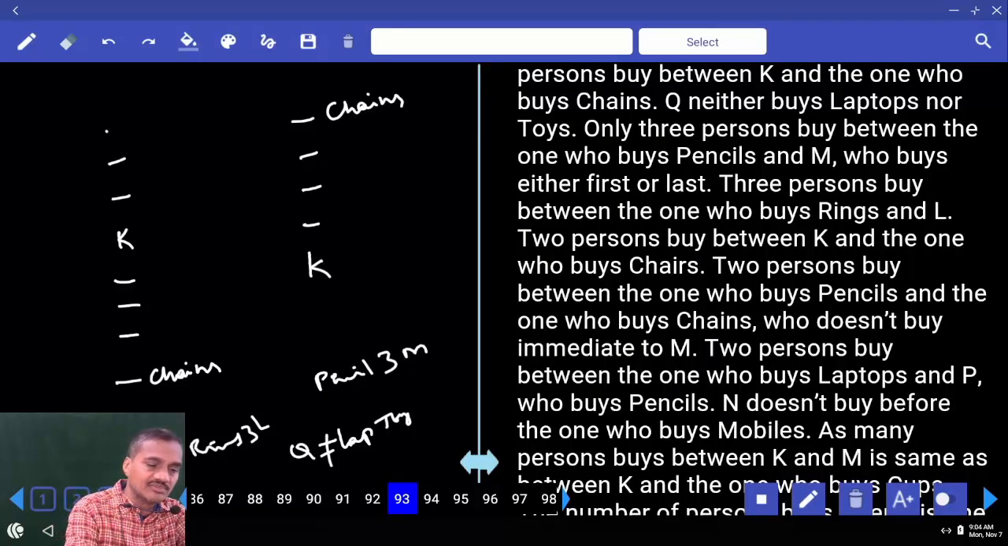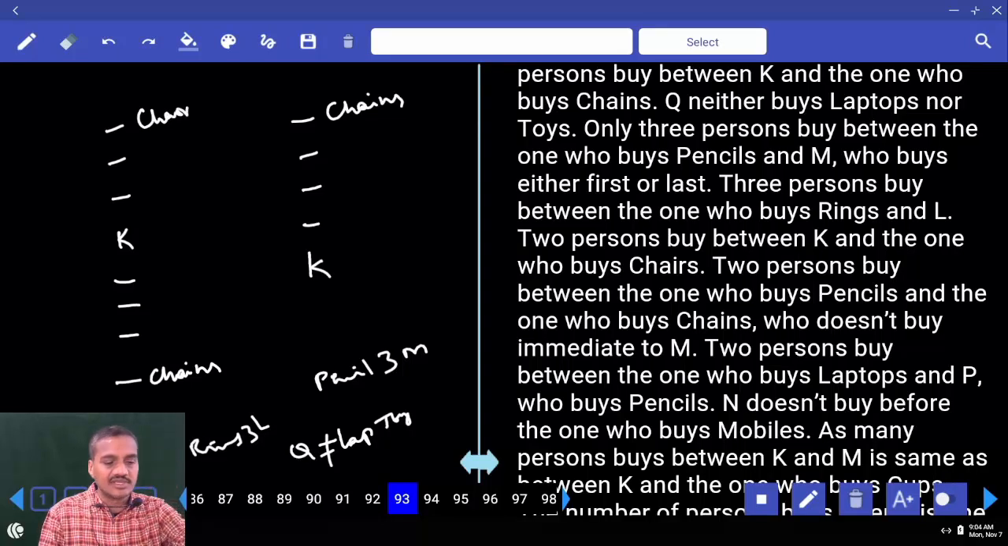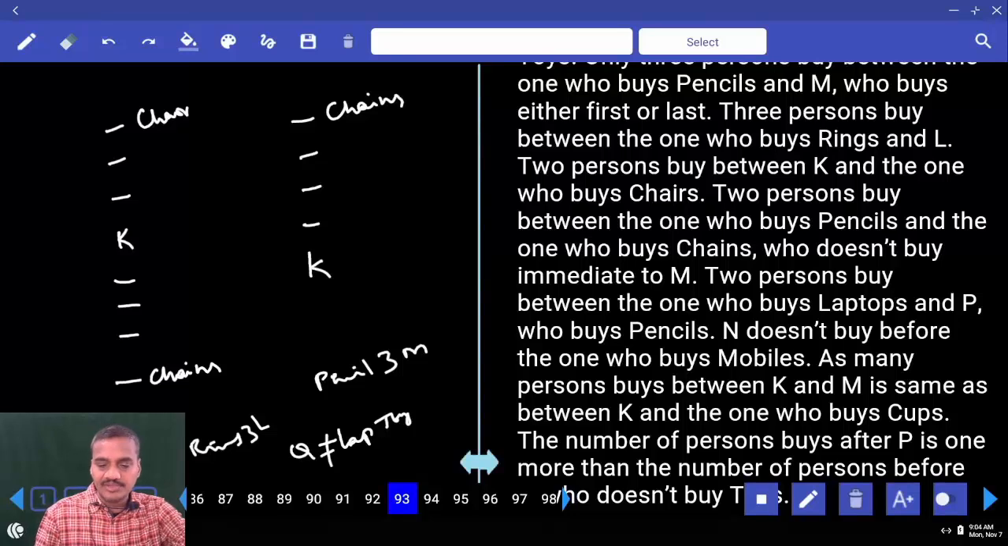Now tell me whether we can take this chair like this or not. Now if chair is like this, between K and chair, how many? 8 members. And 3 persons between pencil and M, who buys at the first or the last. And pencil and the one who buys chain, and chain is not immediate to M. And 2 persons between the one who buys laptop and P who buys pencil. Between laptop and pencil, there must be exactly 3.